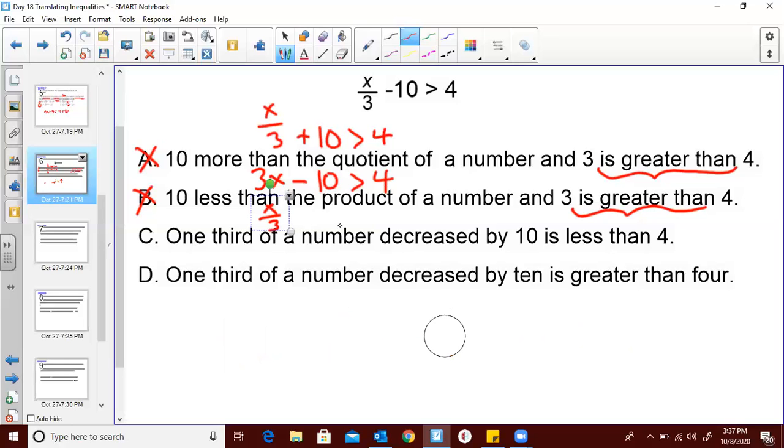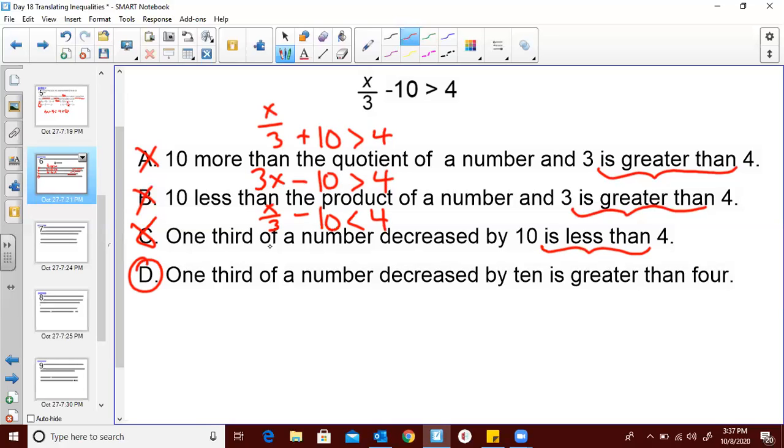All right, and that's going to be decreased by 10, so that looks pretty good so far. Is less than 4. All right, so we got this less than symbol. We need it to be greater than, so C is not the answer. So I can assume D is the answer, but because I'm a good math student, I'm going to go ahead and actually work this one out.